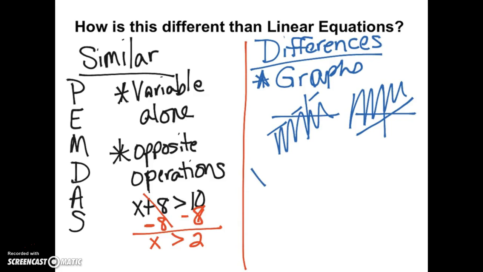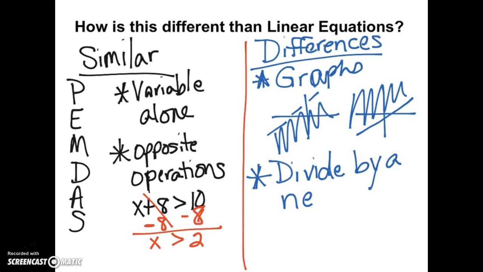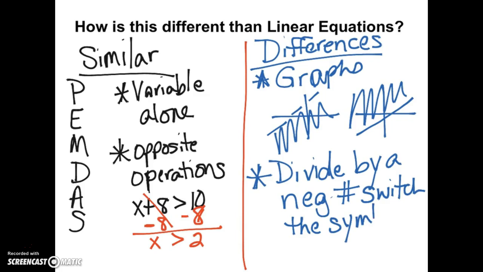The other key difference that's going to be important as we're solving these is when you divide by a negative number. When you do that on an equal sign, nothing happens. You just keep on working. But when you're doing this on an inequality, you have to switch the sign. So if you divide by a negative number, you switch the sign, or switch the symbol, might be easier to say.